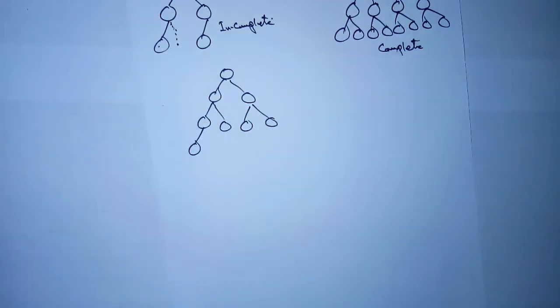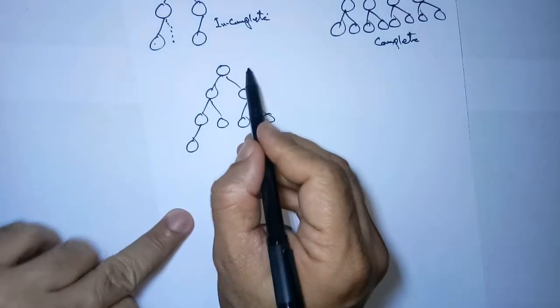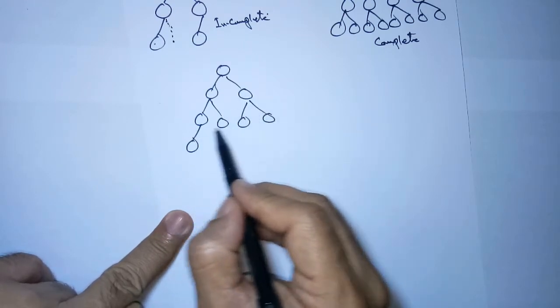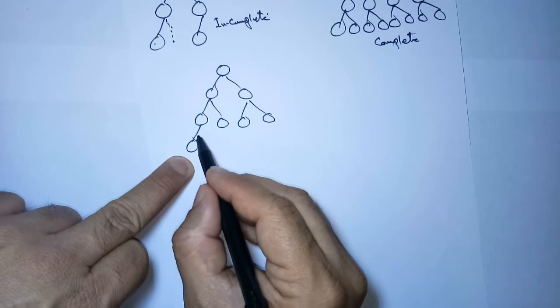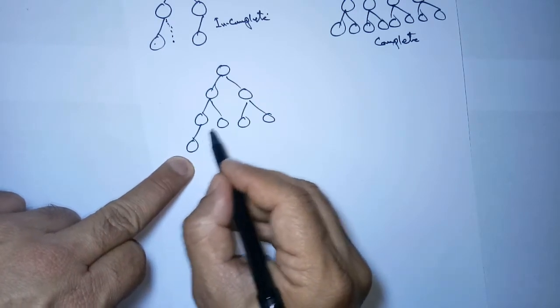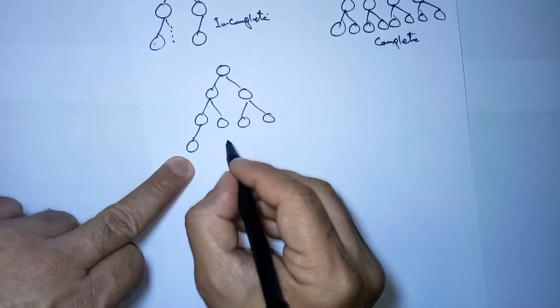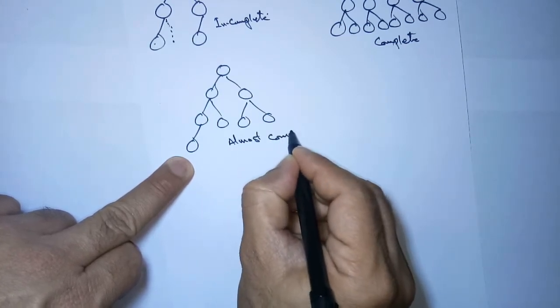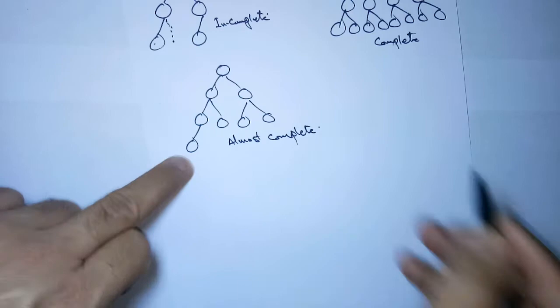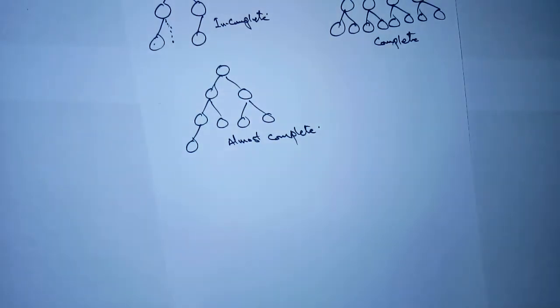So if I take one more example, how about this one? You can see at this level all the nodes are present, at this level all nodes are present, at this level all nodes are present, at this level only one node is present, but that is in the leftmost position. There is no gap between the nodes. So this is an almost complete binary tree, right?